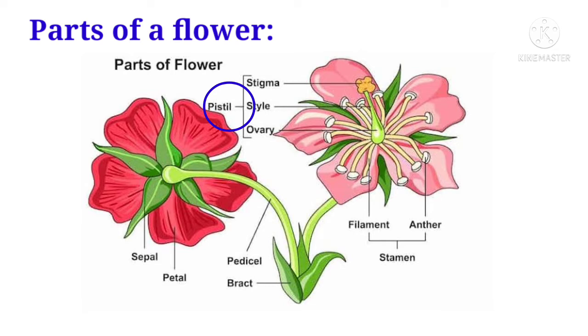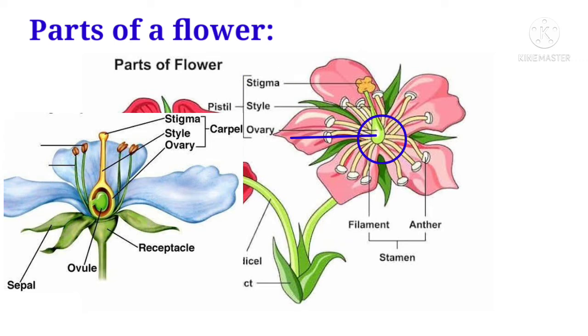The pistil is the female part of the flower. Stamen is the male part of the flower and the pistil is the female part of the flower. It consists of three parts. First one is ovary, second one is style, third one is stigma.